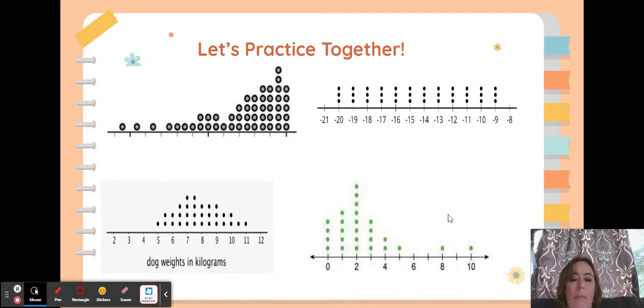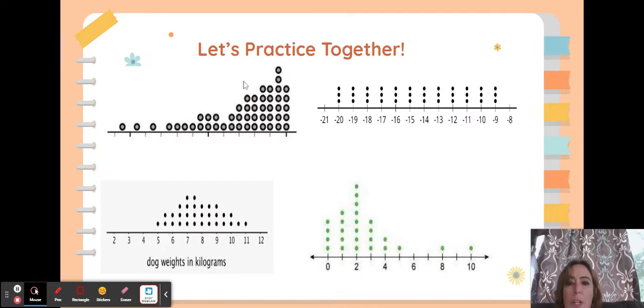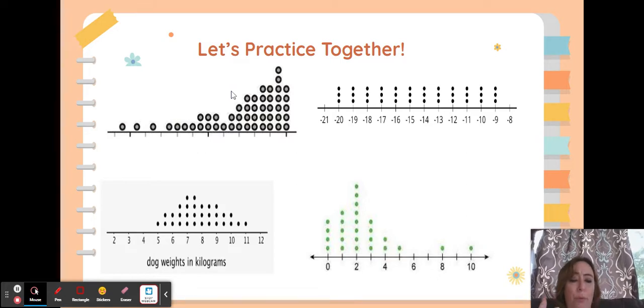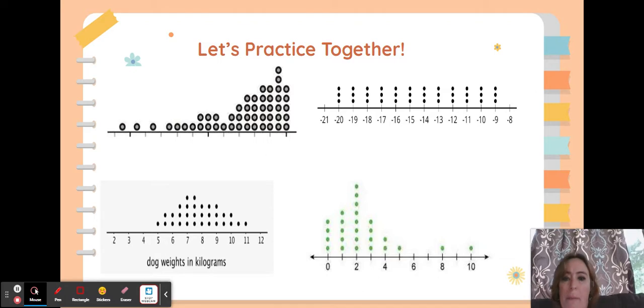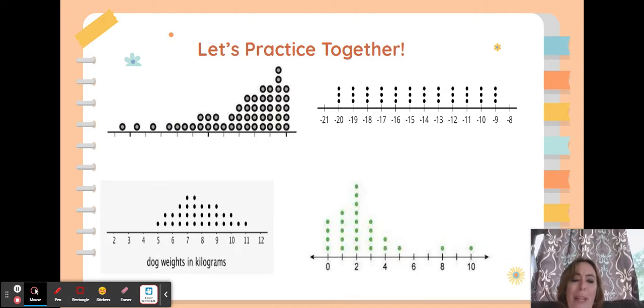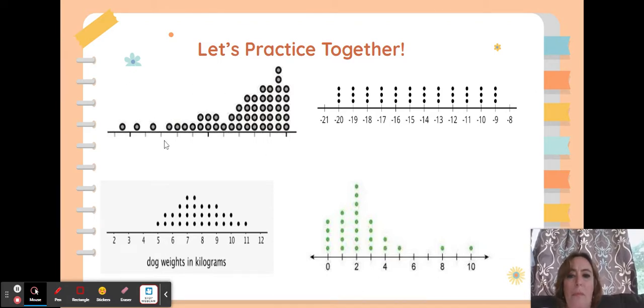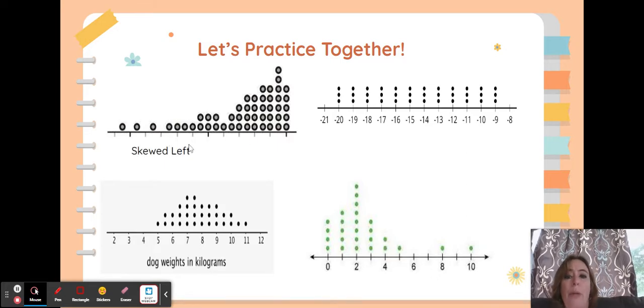All right, let's practice. I want you to think about what we would call this. Would we call it skewed right, skewed left, uniform, or symmetric? I'll give you a minute to think. If you said it's skewed to the left, you're correct. Because remember, if it's skewed to the left, the tail will be on the left side.